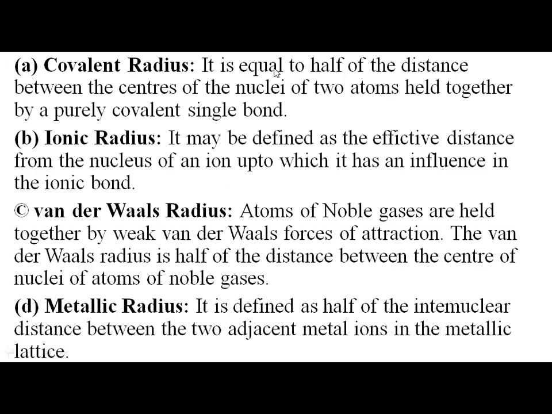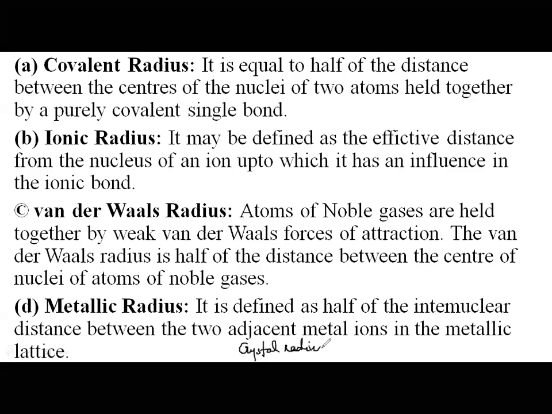Next, metallic radius. It is also called crystal radius. Metals have crystal structures, so it is also called crystal radius. Half of the internuclear distance between two adjacent metal ions is called metallic radius. And here you need to remember, out of all these radii, that covalent radius is less than metallic radius, and that is less than van der Waals radius.